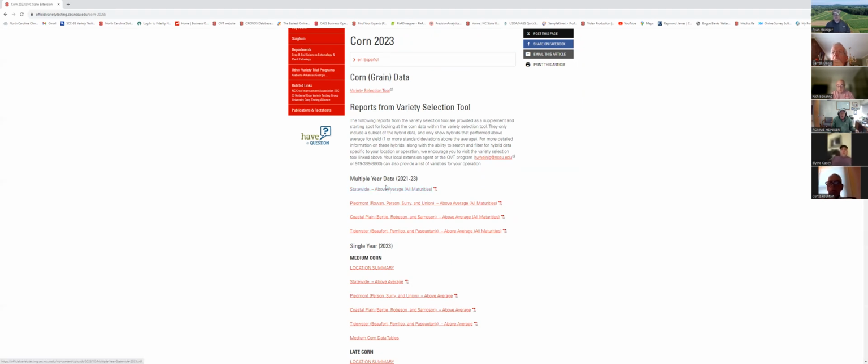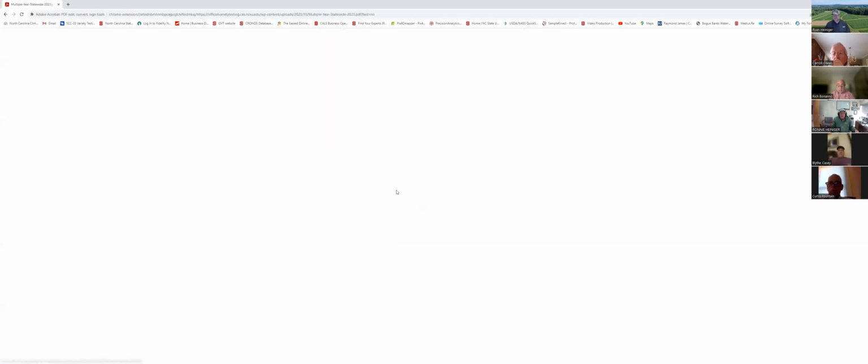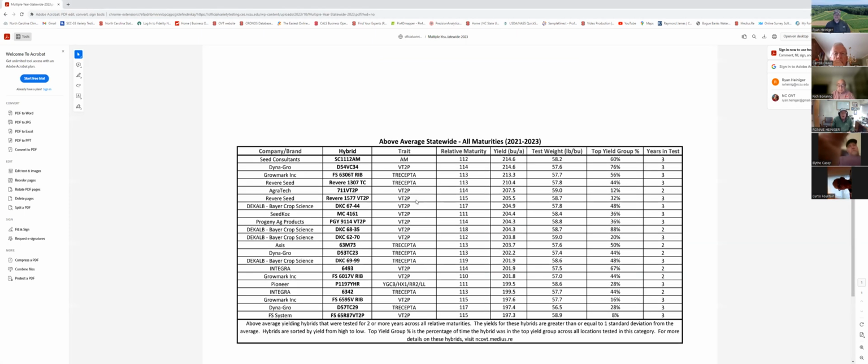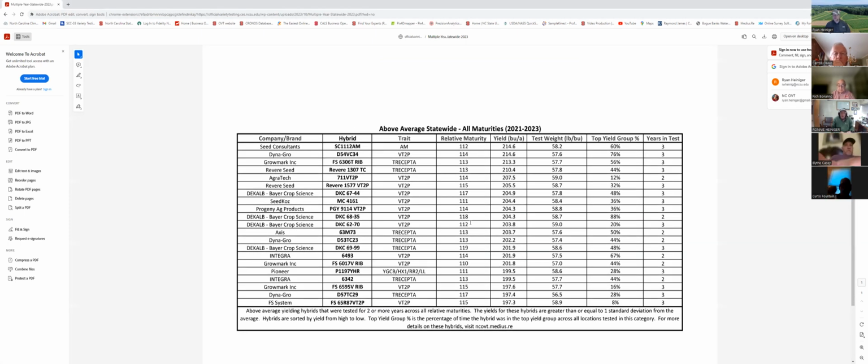For instance, these multiple years reports are out of the variety selection tool. If I click on this one, it's just a PDF. Hopefully that's still sharing. Yes, you can see a PDF of all of the maturities in corn. We go from a 109 all the way out to 120. We're just looking at anything that the variety selection tool deemed above average, so one standard deviation or more above the mean. You can see the list of hybrids here on the left, the years they've been in the test because it's a multiple year look, with their yields and their test weights.